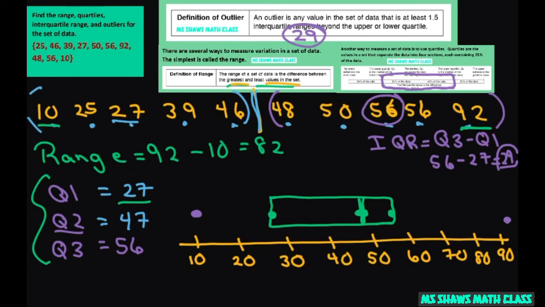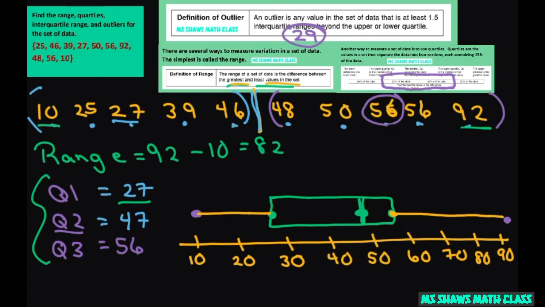Now you're going to take your whiskers and go to the least and greatest values of the set. So that's the whiskers part. And what's left is the outliers. Let me erase this part real quick.